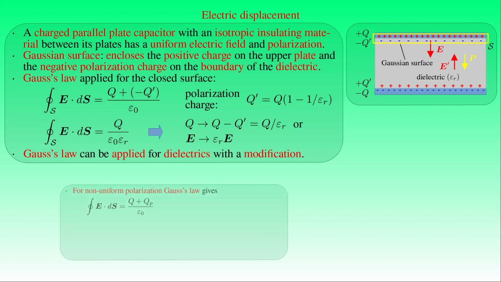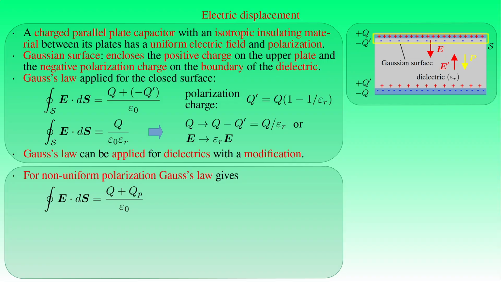Now we consider the general case of the non-uniform polarization of a dielectric. Then the equation following from the application of Gauss's law states that the surface integral of the electric field E over any closed surface is equal to the sum of the free charges Q and the polarization or bound charges Qp within that surface, over the vacuum permittivity epsilon naught. We already showed that the polarization charge induced in a given volume of a dielectric is equal to the negative surface integral of the polarization P over the boundary surface of the volume.